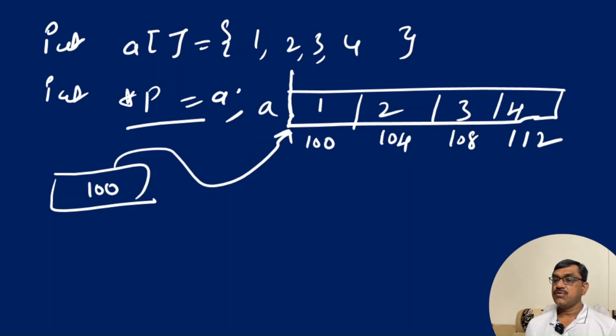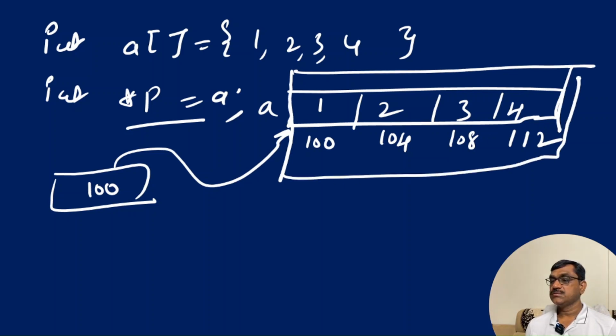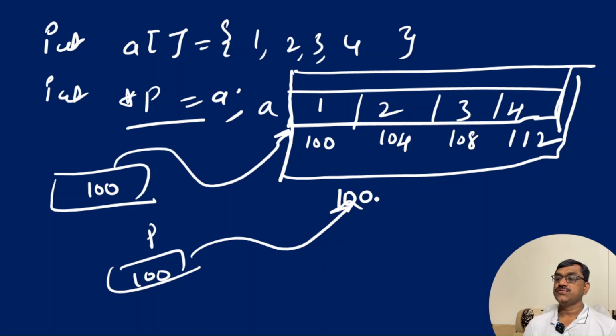For example, I'm drawing like this. I'm taking the entire array like this, and assume that we are treating the entire array as a single location, and the address is here 100. If P consists of the address 100 like this, then we have to say that P is a pointer to an entire array. That is very, very important. In this case, we call it P is a pointer to an array of how many integers here? 4 integers. That is very important.